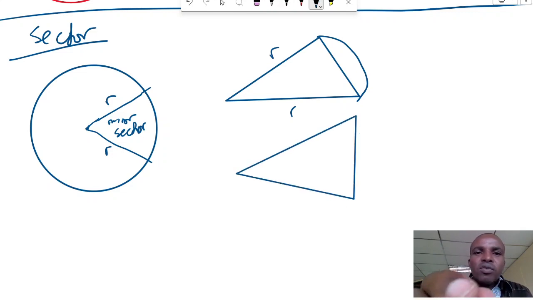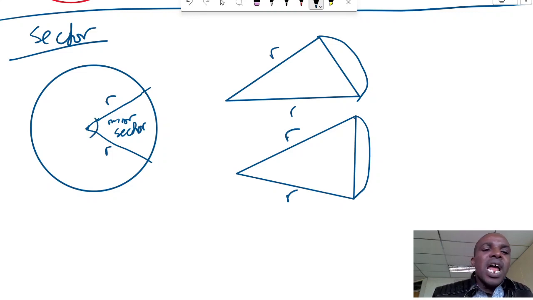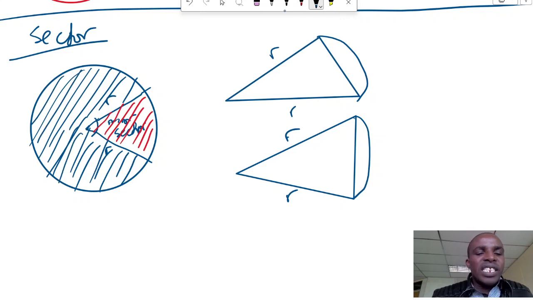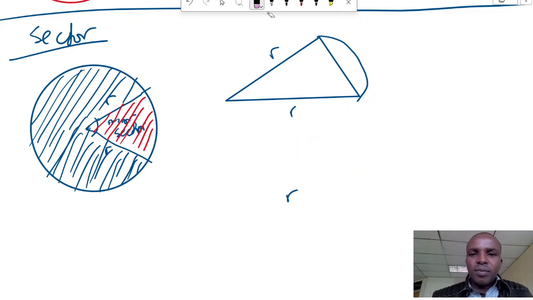So radius, radius. Now I want to shade. Let me shade this one in red, then this whole part in blue. I have two parts here: the part that is shaded in red and the part that's shaded in blue. The blue one is the major sector, and the red one is the minor sector. Minor sector and major sector. Let me remove this one. So this one is the minor sector. Then the major sector will be like this.